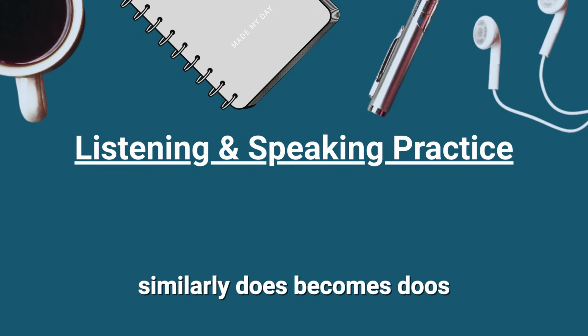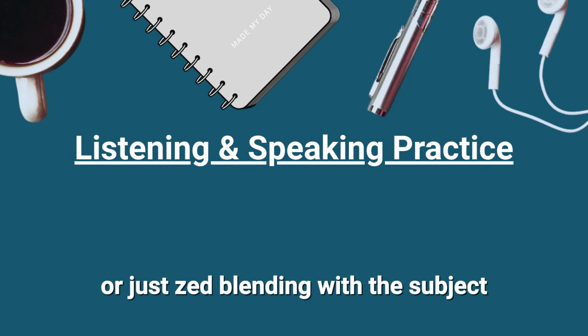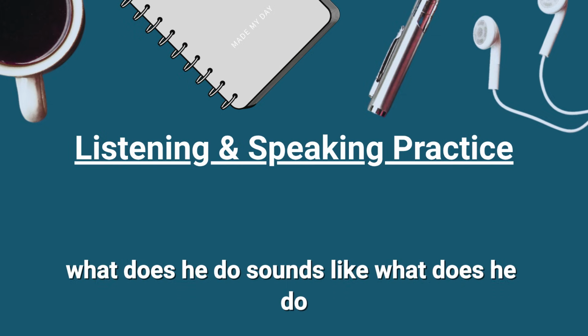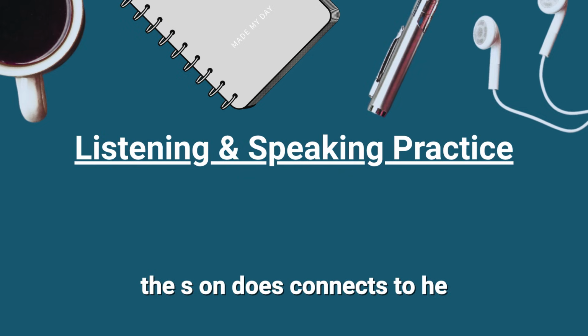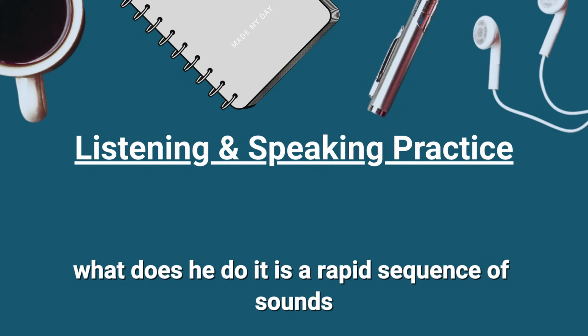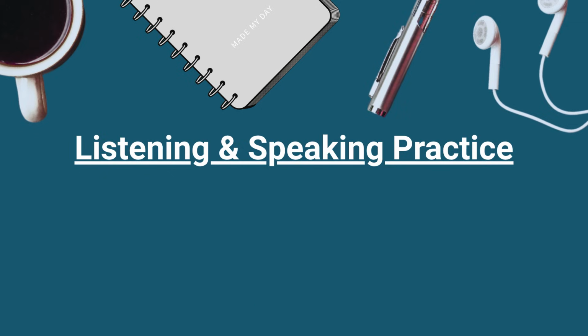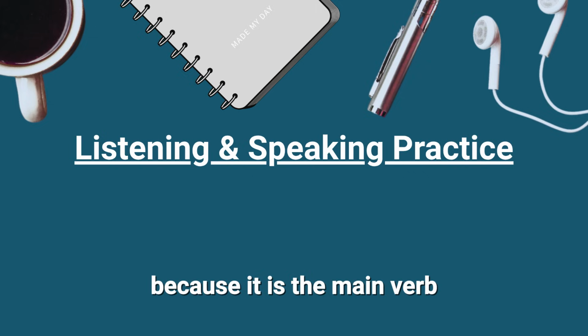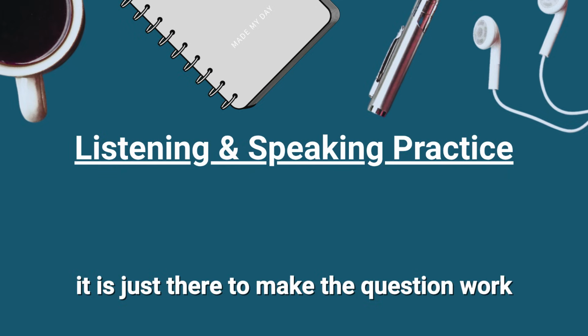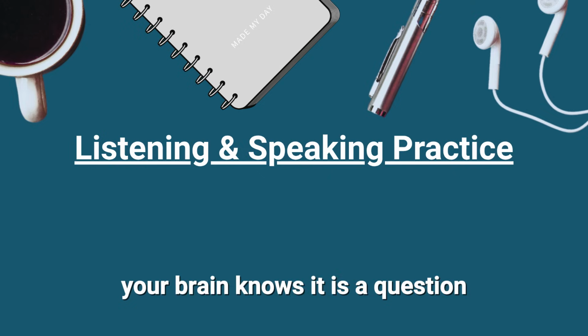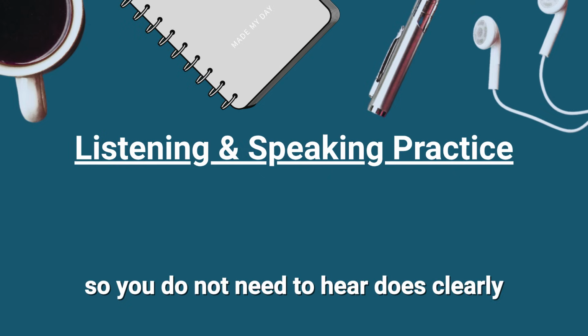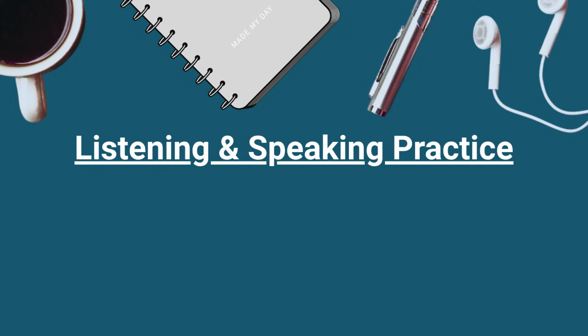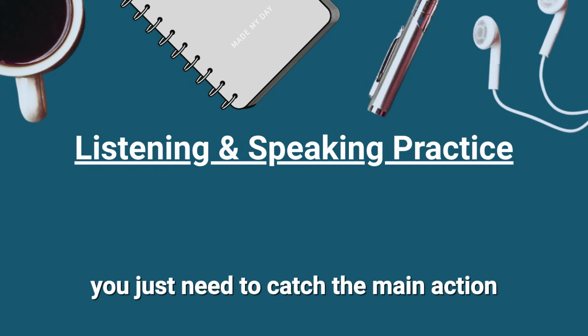Similarly, does becomes duz, or just z, blending with the subject. What does he do? Sounds like whatsee do? The s on does connects to he. What does he do? It is a rapid sequence of sounds. The strong word is the last do because it is the main verb. The auxiliary does is weak. It is just there to make the question work. Your brain knows it is a question, so you do not need to hear does clearly to understand the grammar. You just need to catch the main action.